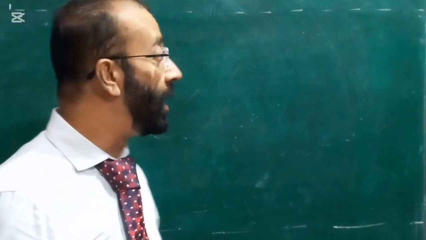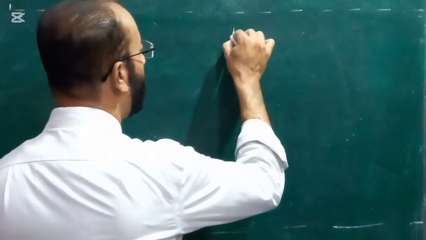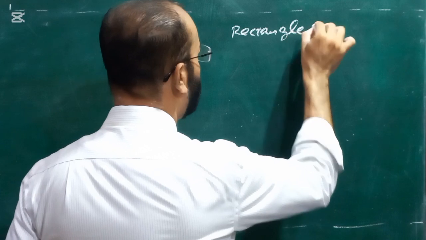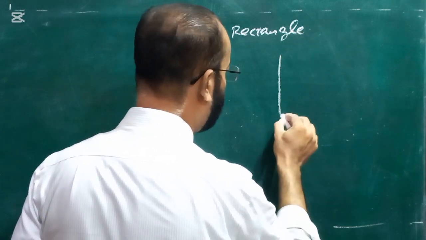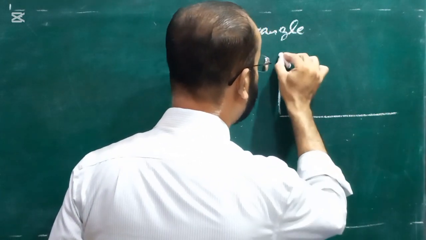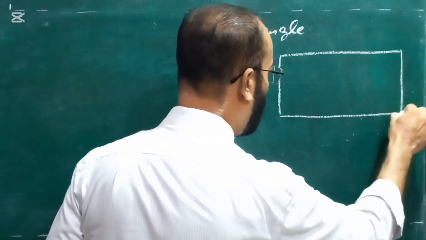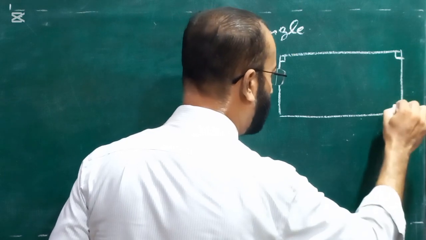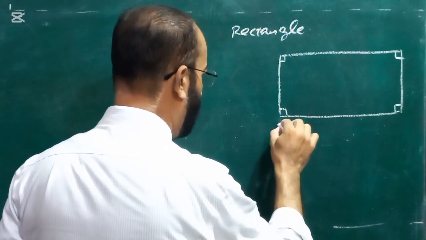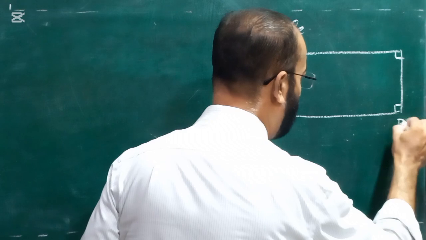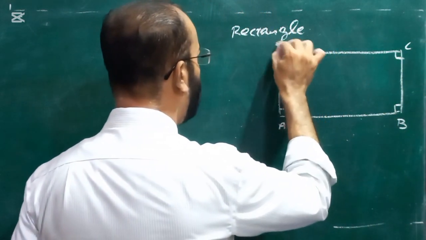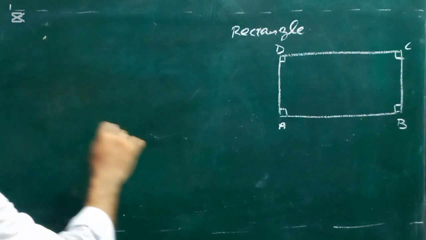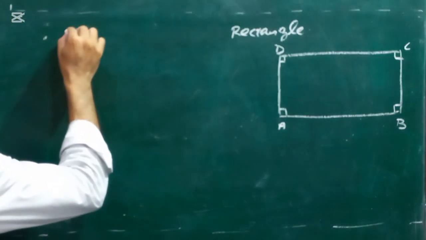Good morning, students. Our today's topic is rectangle. So a rectangle is a four-sided figure in which each angle is of 90 degrees. So if this figure is called ABCD, the first property of the rectangle is opposite sides are equal.